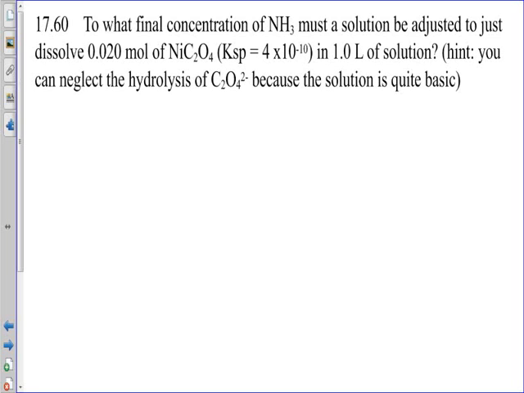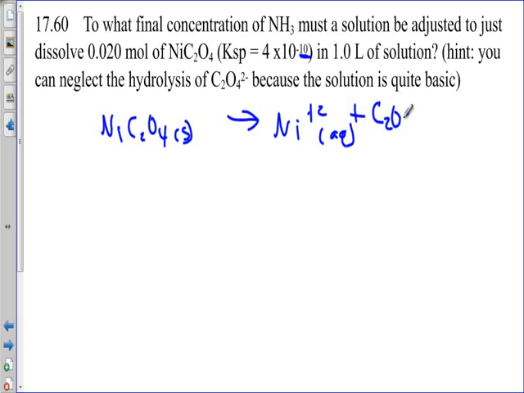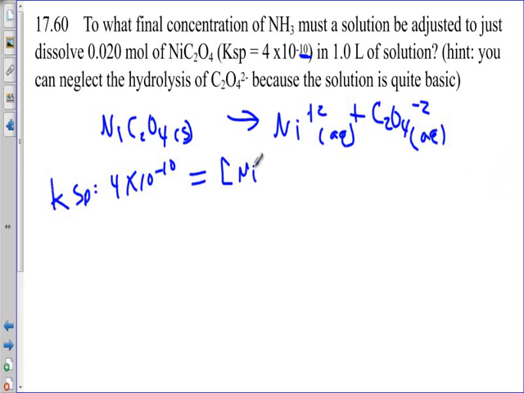Okay, so we've got 2 things going on. First, we are taking the nickel oxalate, which is a solid, and some of it ionizes, a small amount, right? It's got a tiny KSP, into Ni plus 2 aqueous, plus the oxalate ion. Okay, that's also aqueous. And what we know is the KSP is 4 times 10 to the minus 10. And that's going to equal my equilibrium expression, which is going to be the concentration of Ni plus 2 times the concentration of C2O4 minus 2. Okay?